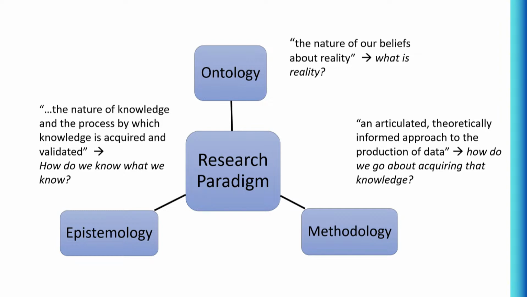And normally we think about the research paradigm as consisting of three main components. The first is epistemology. So these are philosophical concepts, so bear with me. But essentially epistemology is the nature of knowledge and the process by which knowledge is acquired and validated. So how do we know what we know?